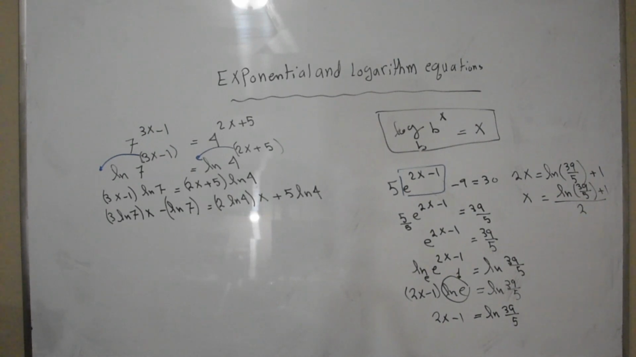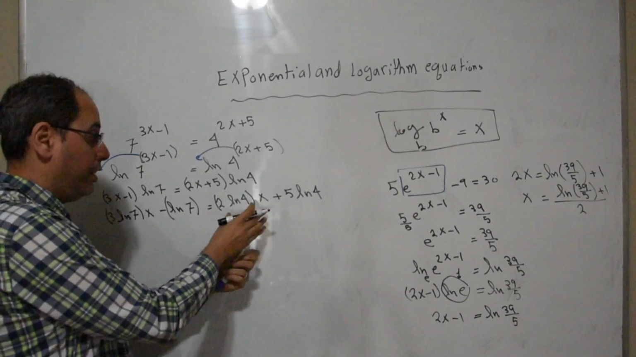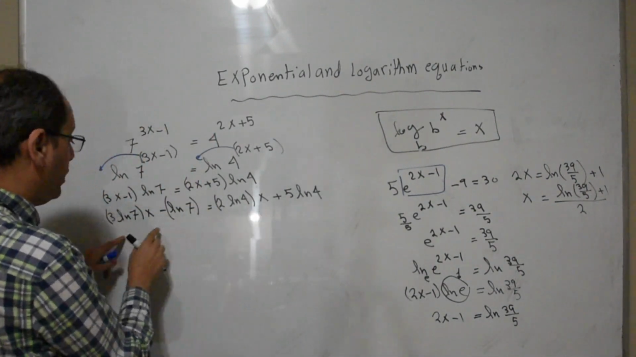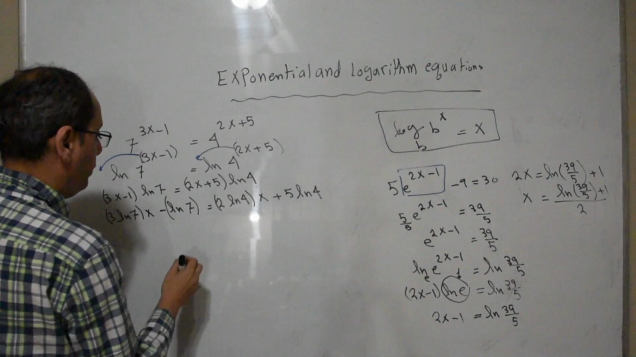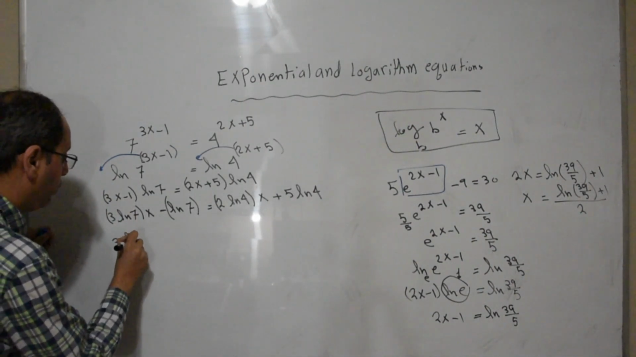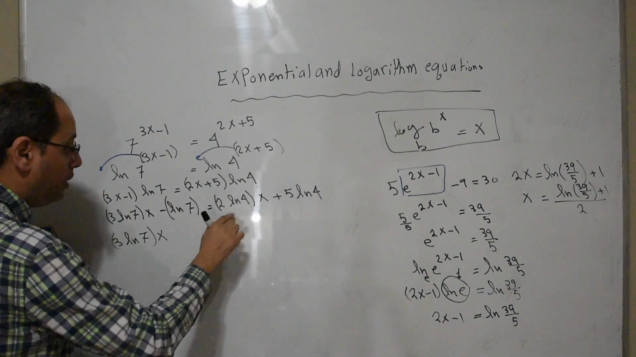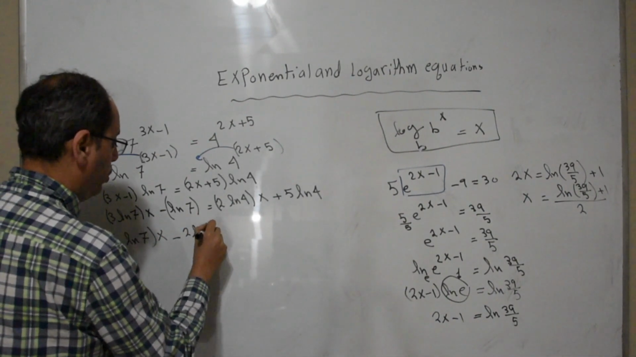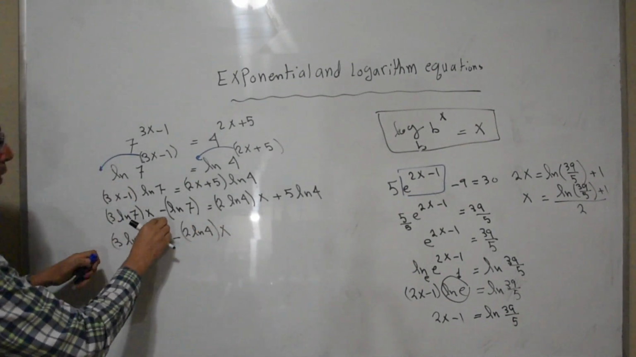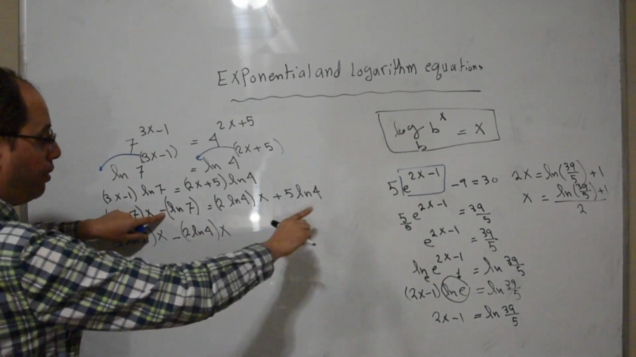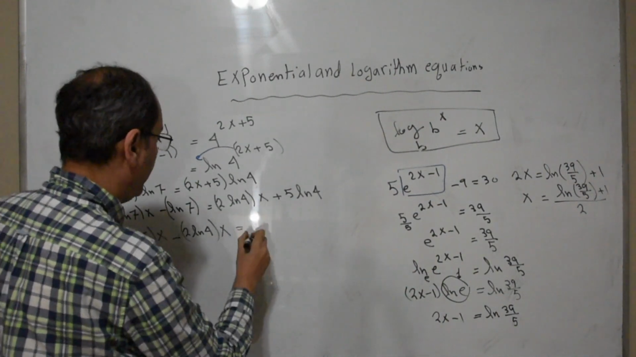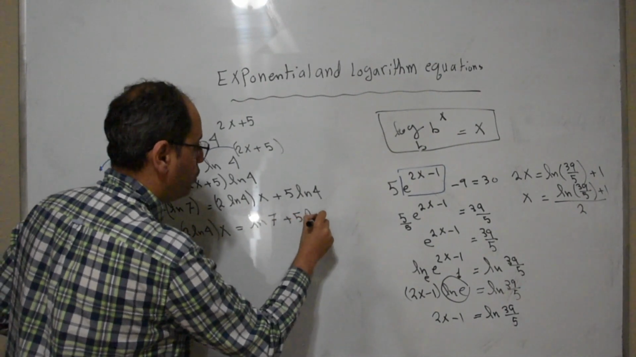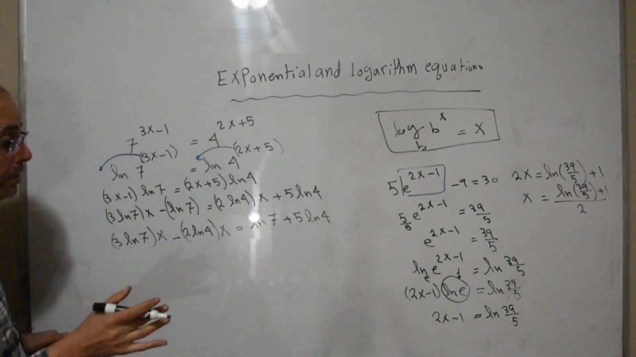So far so good? Now, the next step is to combine the x's together. So I'm going to move this x here and the natural log of 7 there. So the 3 natural log of 7 times x, and here is minus 2 natural log of 4 times x. Then I'm going to add the natural log of 7 to the other side. I'm going to move that, so I have the natural log of 7 plus 5 natural log of 4. If you have a question, please email me about that.